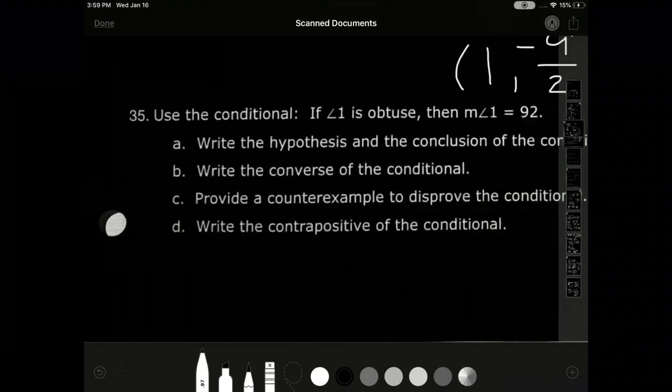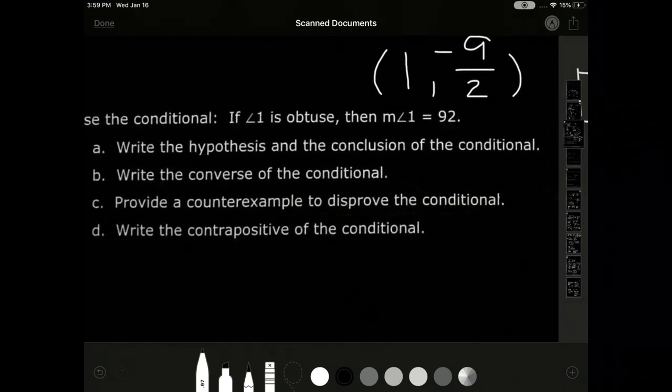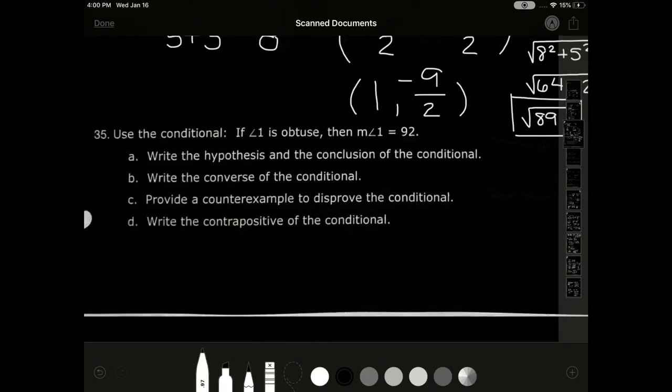Now for 35, we have a conditional. It says if angle 1 is obtuse, then the measure of angle 1 is 92. So we need to write the hypothesis and the conclusion of the conditional. Well, this part here, for lack of room, is your hypothesis, because it comes after the if. And then this over here is your conclusion.